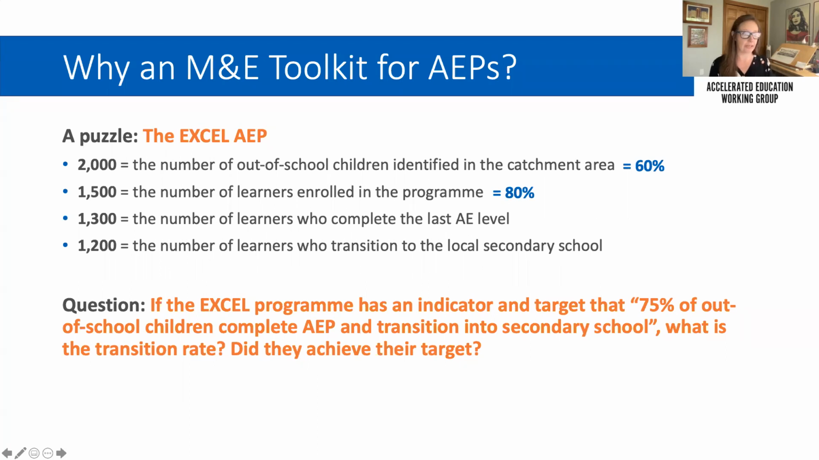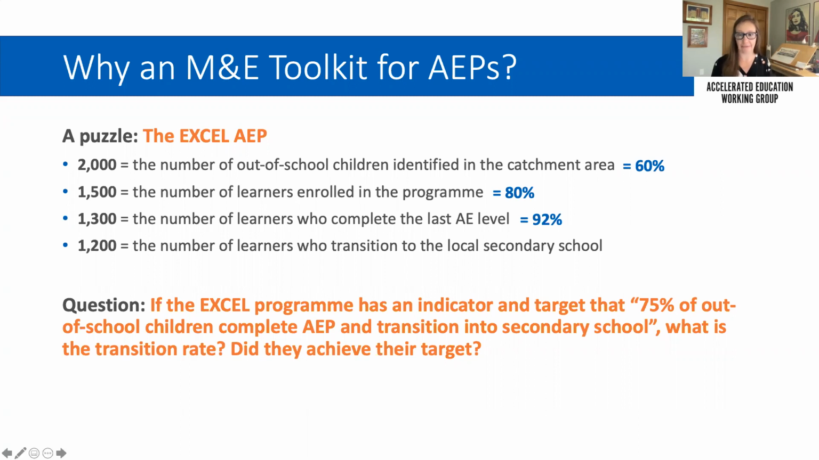However, if we calculate the indicator based on the number of learners who were enrolled in the program, we see that 80% actually completed and transitioned. So if we calculate it that way, we might say, look, we met our transition rate. So how are we defining out of school children? Are we talking about everybody in the catchment area, or are we talking about those that we enroll in the AEP?